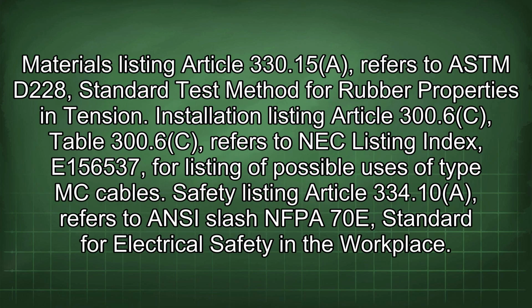E156537. Materials listing, Article 330.15(a) refers to ASTM D228, standard test method for rubber properties in tension. Installation listing, Article 300.6(c), Table 300.6(c) refers to NEC listing index E156537 for a listing of possible uses of Type MC cables.